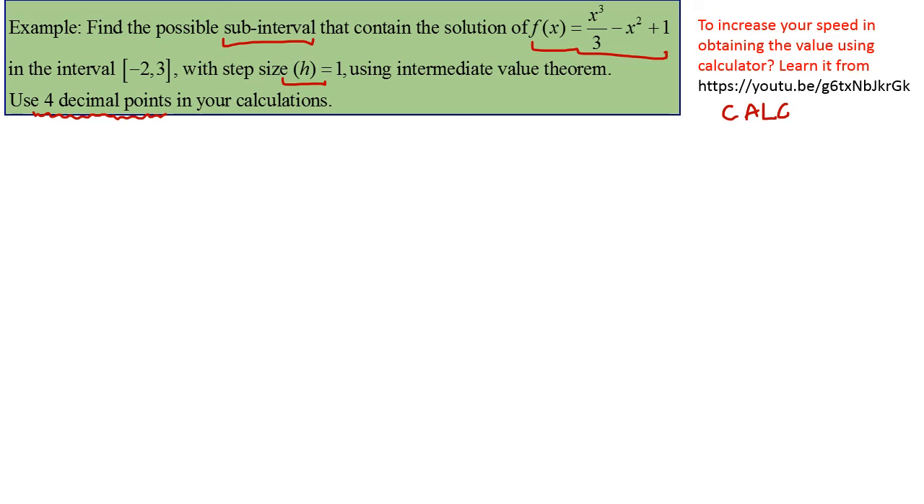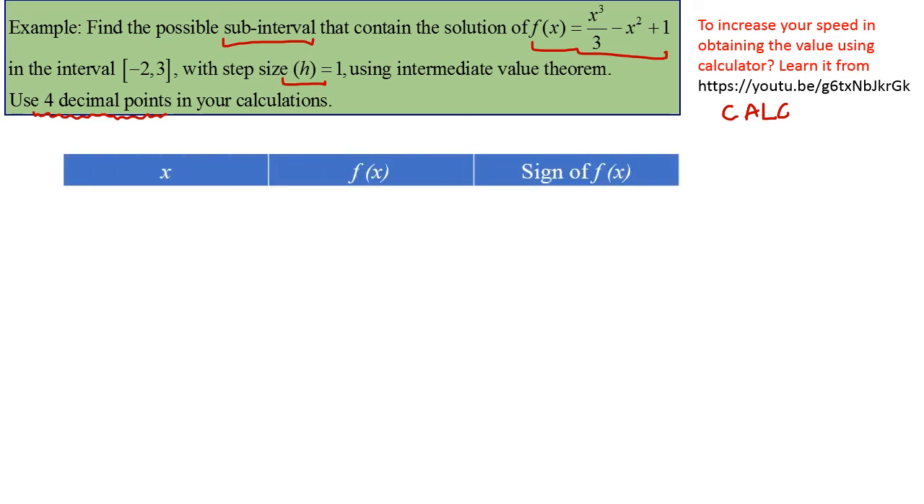First, you have to come up with a table of x, f(x), and also the sign of f(x). So what is the value in the column x? This is the interval given in the question, −2 to 3, with step size 1. So −2, −1, 0, until 3.